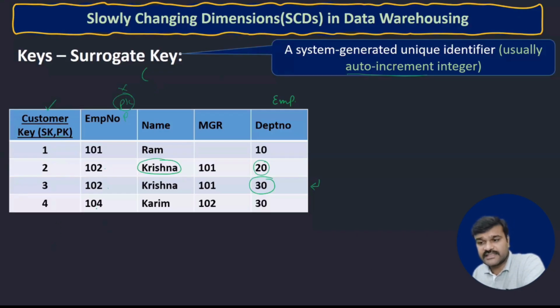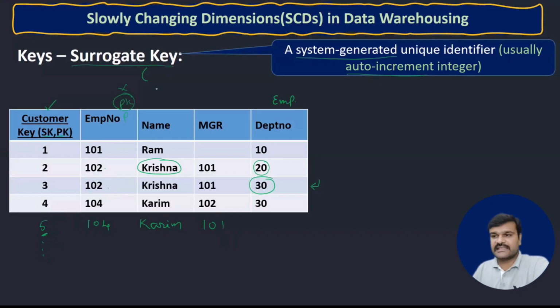Suppose Karim changed his department number, or Karim moved to another manager. So what will happen? 104 is a repeated value, the name is of course the same, this is okay, and he moved to 101. So you are going to keep it like this. Then for him, the employee key is going to become 5, a surrogate key. Like that, it is simply going to increment. So that is the system generated key.